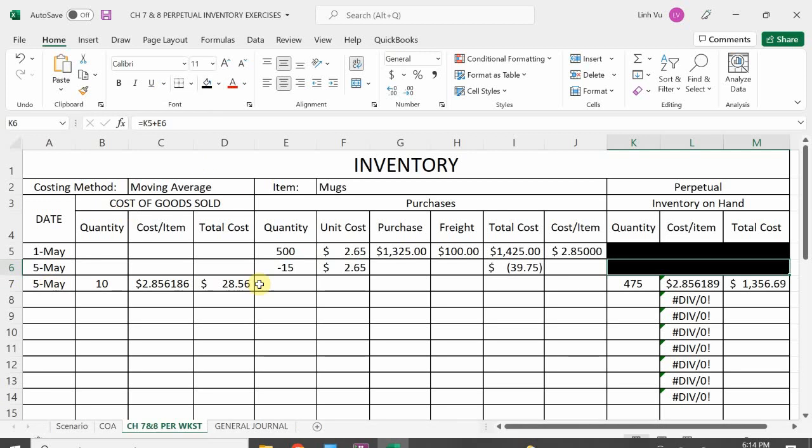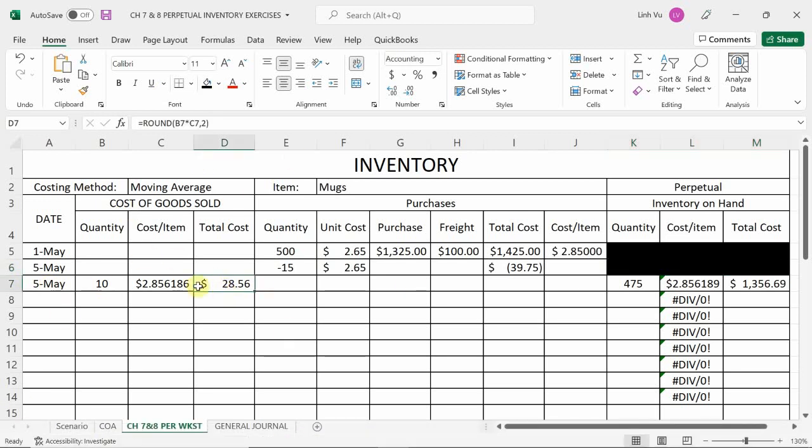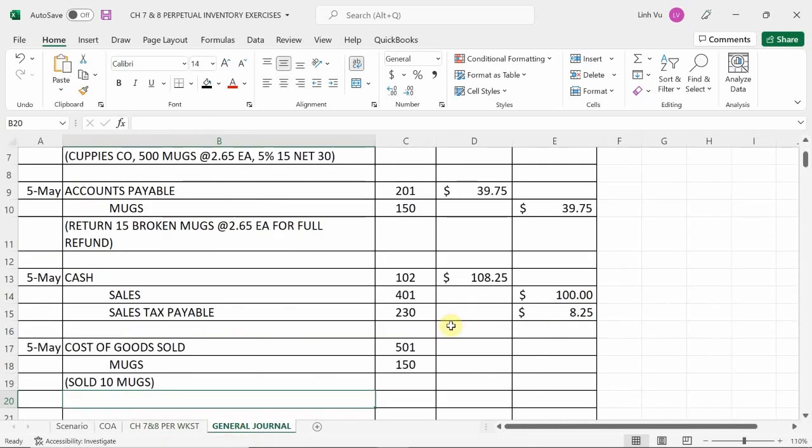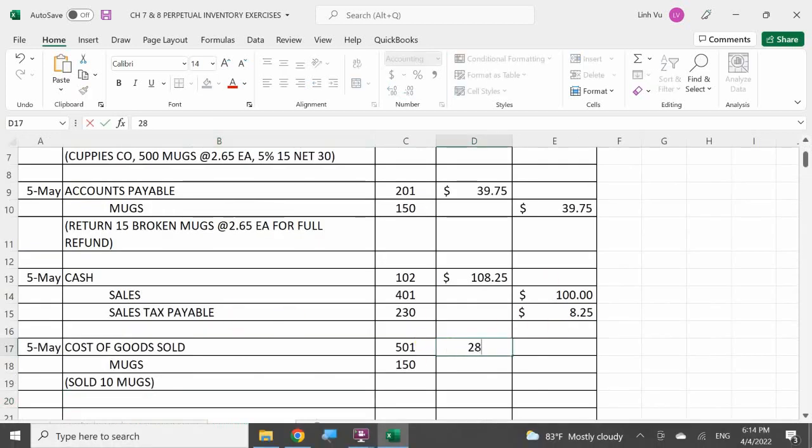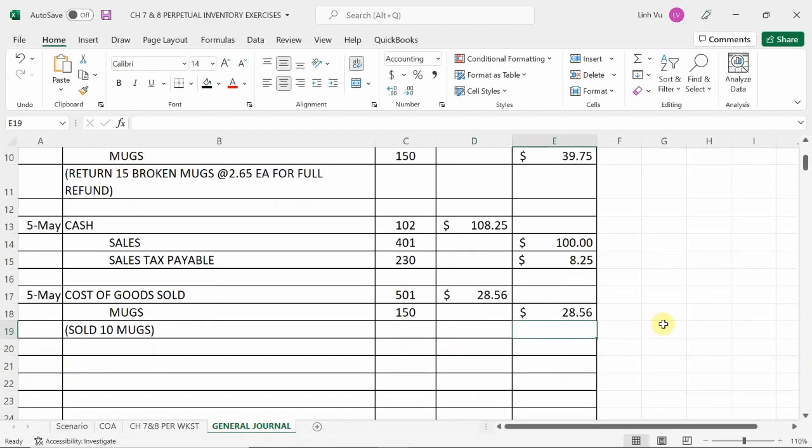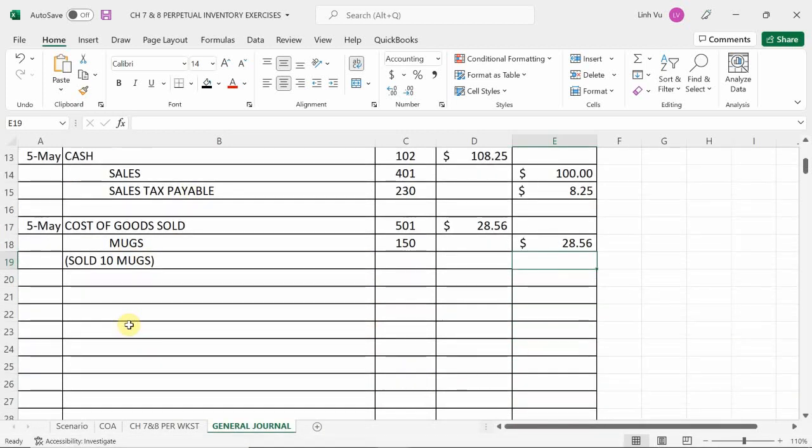So in this case, my cost of goods sold, this is the number that I'm actually solving for, which is $28.56. So $28.56 is my total cost of goods sold for selling 10 mugs. Okay? That's how much it cost me to sell.